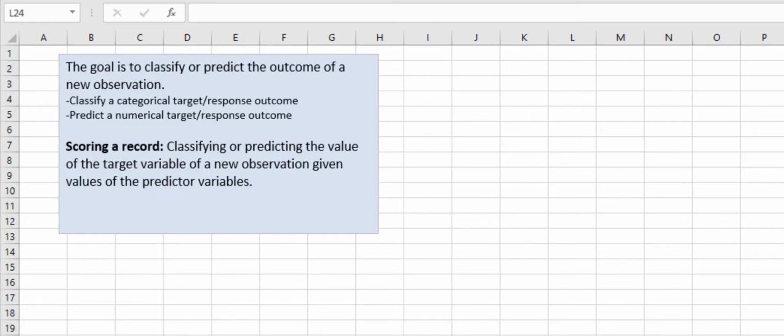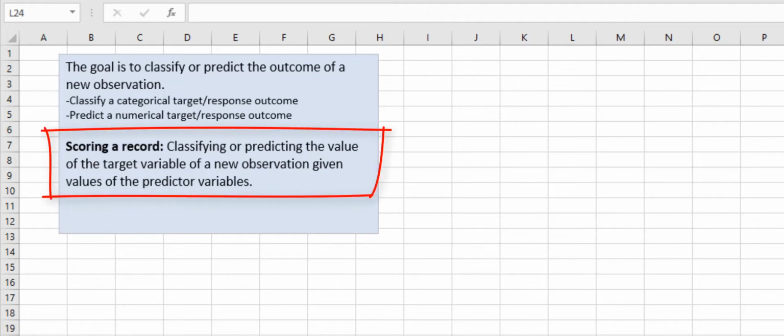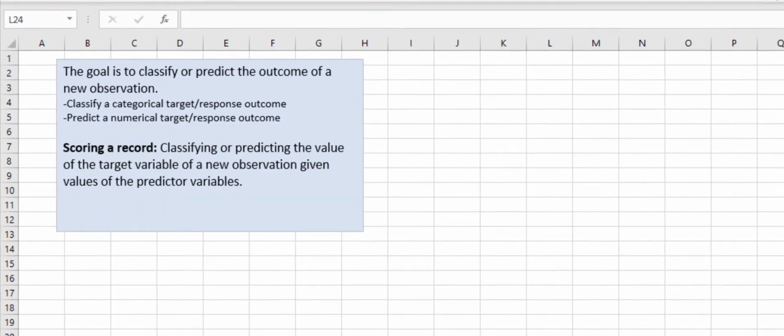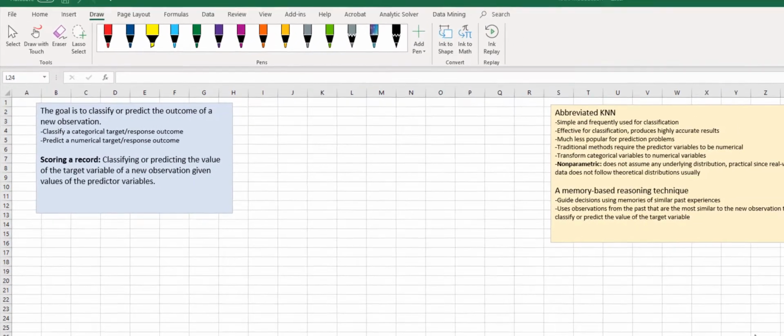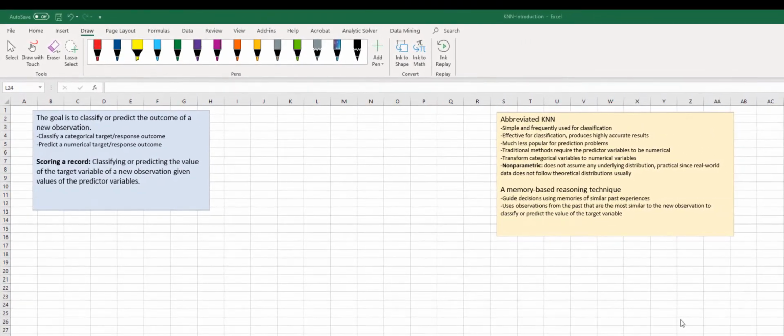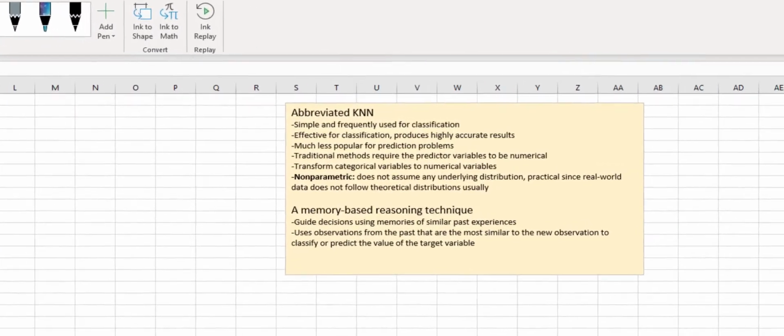In data mining, there is one important term that I want you to know: scoring a record. Scoring a record is classifying or predicting the value of the target variable of a new observation given values of the predictor variables. In this video, as I said before, I'm going to explain a supervised data mining technique called the K-nearest neighbors method. Often it's abbreviated as KNN.